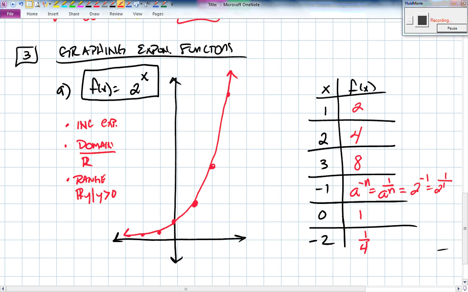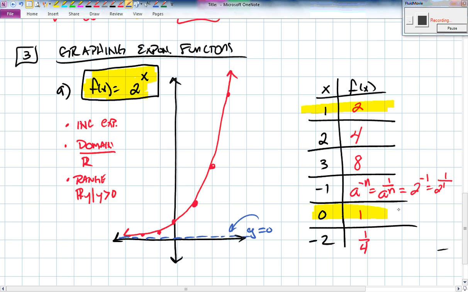So if the range is strictly greater than 0, is there an asymptote anywhere? Yeah, where's the asymptote? Very good. That's a horizontal asymptote right here, and that's the line y equals 0. That's very good. All right, there are 2 anchor points that will appear in every graph that is of this nature. And those points are 1, 2 and 0, 1.